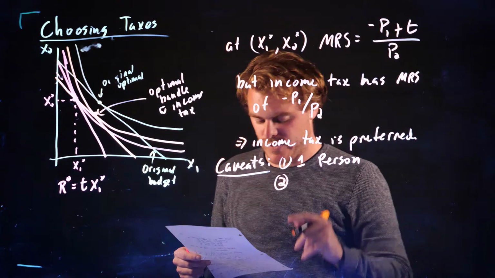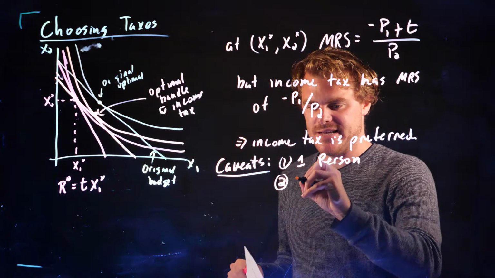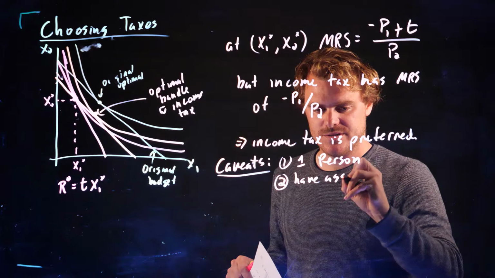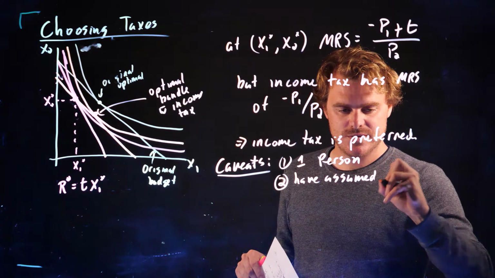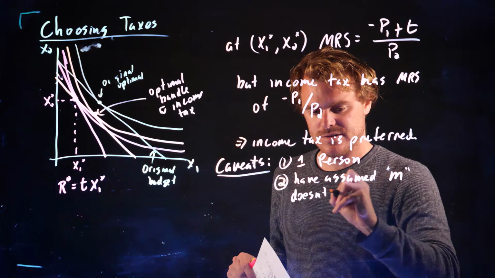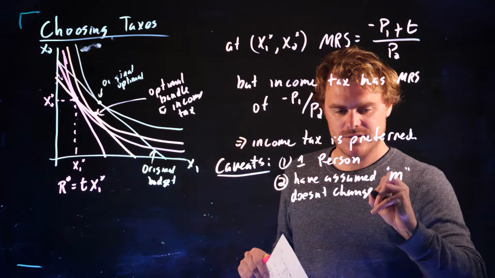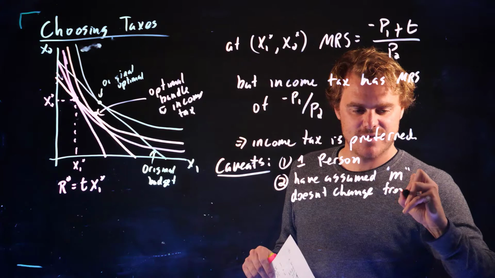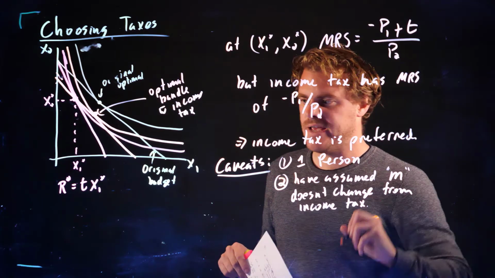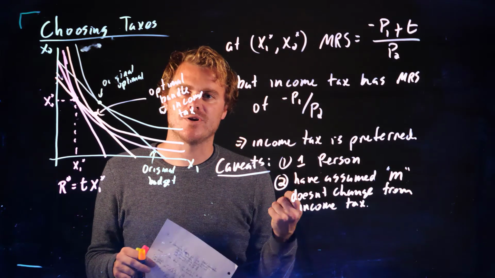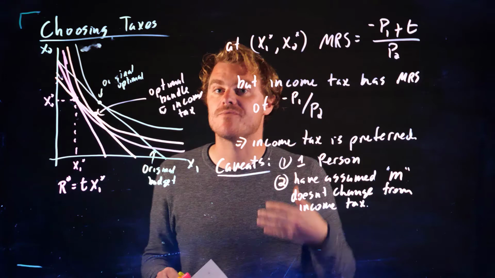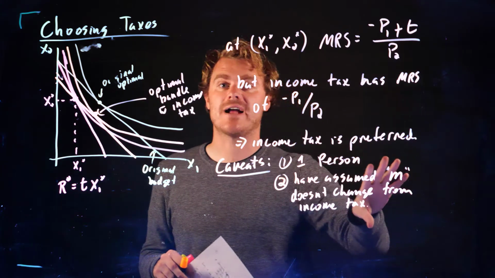Two is that we have assumed that income M doesn't change from the income tax. But if you were taxed on your income, and every hour you worked you had to pay a certain amount of tax, that might affect how many hours you work, which affects your income. We kind of abstracted from that here.